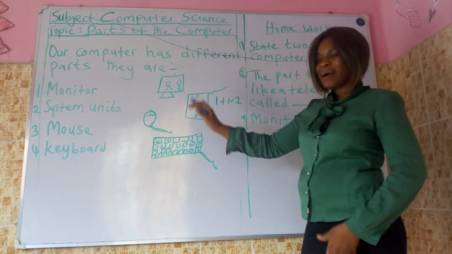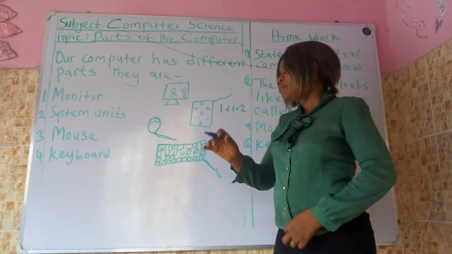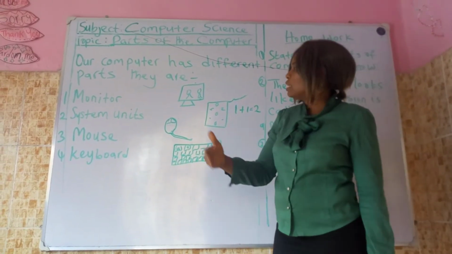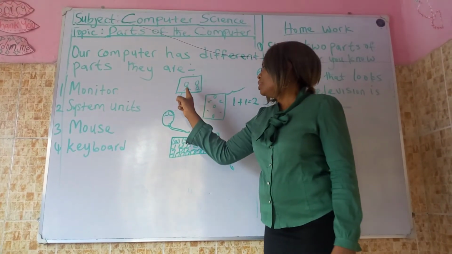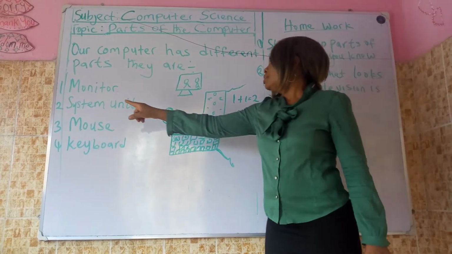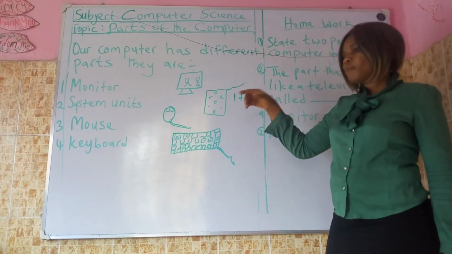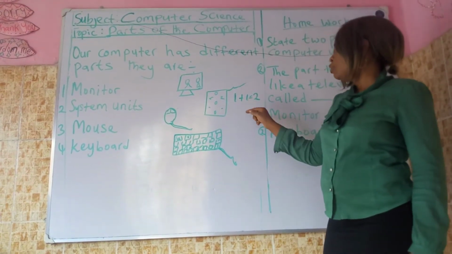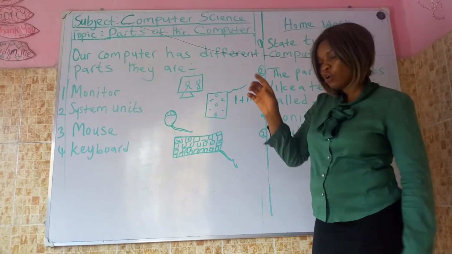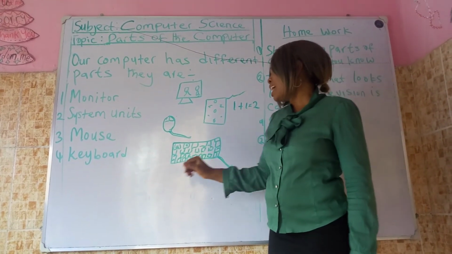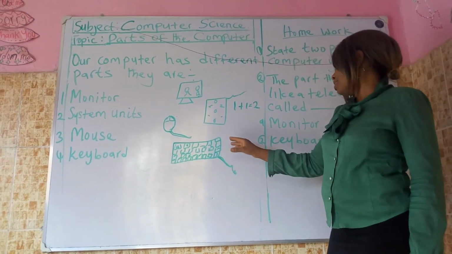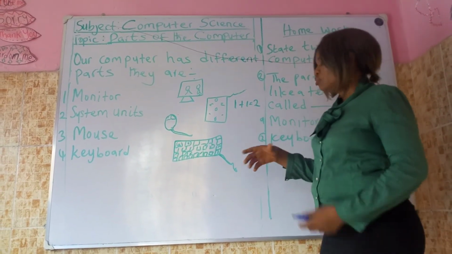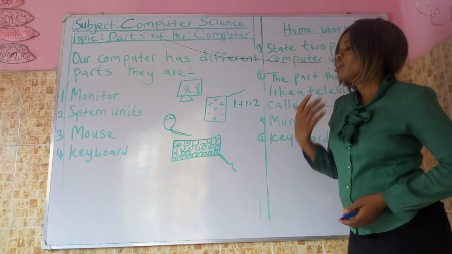Okay, so these are the major parts of the computer that we can see and touch. The monitor looks like a television. The system unit processes our information in the computer. The mouse helps to click on any object or any icon in the computer. The keyboard is that part that houses the keys that we use to input numbers or letters into the computer.